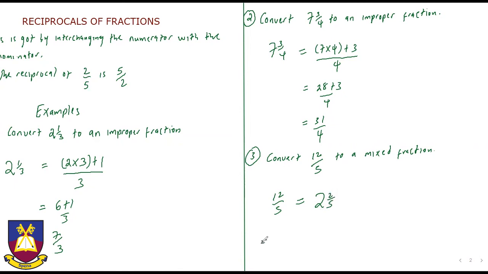We could confirm that if we got 2 whole numbers, 2 over 5, and we converted it back to an improper fraction, we multiply the 5 by the 2, we get 10. 10 plus 2, 12 over 5, which confirms that our answer is correct.